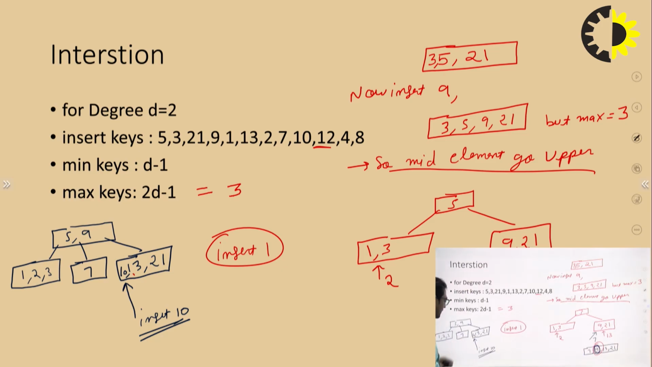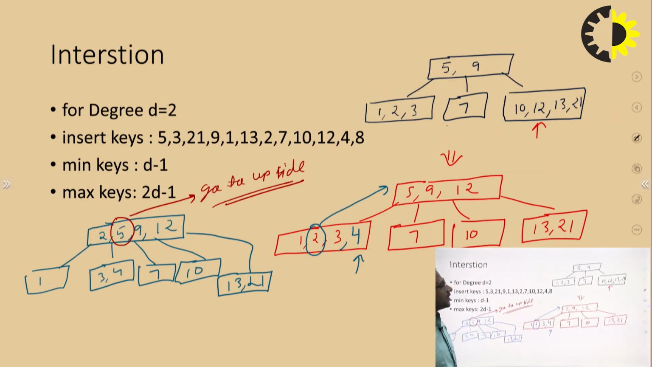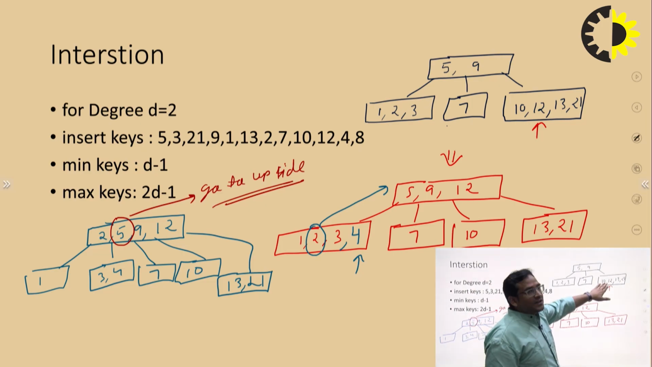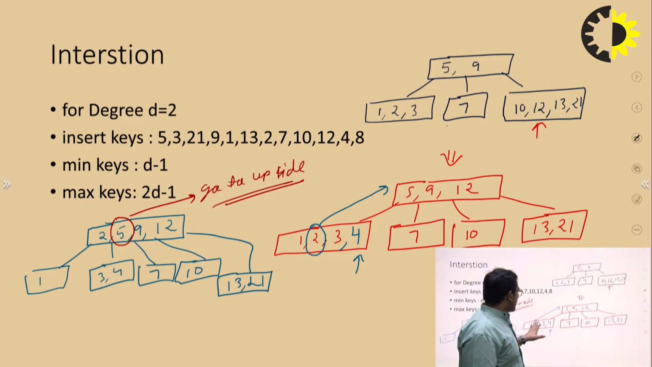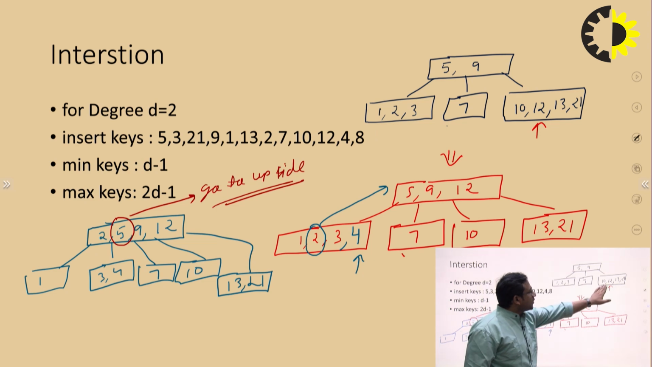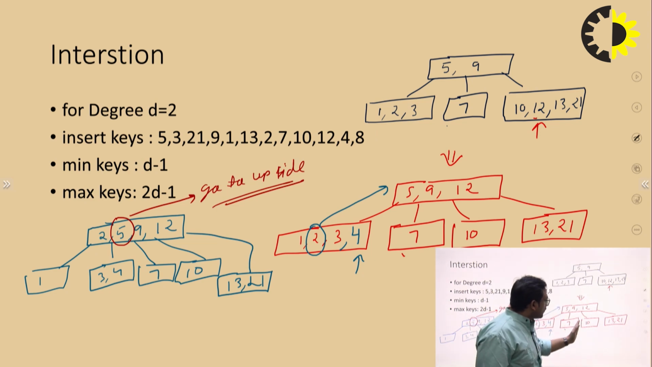When 12 is here, this node has more than the maximum number of elements. So 12 goes to the upside. So we have 5, 9, 12, then 1, 2, 3, then 7, 10, because when it splits, 10 is on the left side of 12, then 13, 21. Got my point?